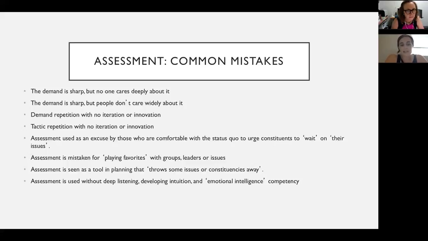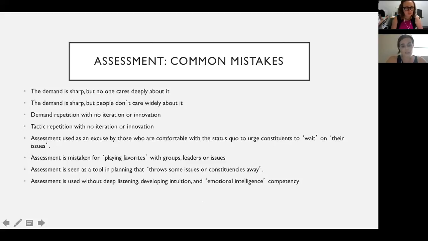Okay. I think we already covered assessment is mistaken for playing favorites with groups, leaders, or issues. You know, I personally think that for a variety of reasons I could go on and on about, my assessment is that the moment we're in, the movement for Black lives, there are massive opportunities and that we should be moving very assertively towards those opportunities. That does not mean that I am not as committed and invested to all the other movements that I have been privileged to get to work with or work a little bit in. I think they're very important. I think we have opportunities right now.